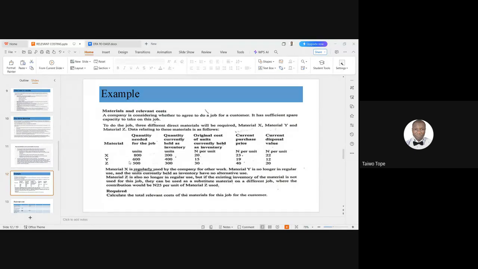Now, what will be the fate of the remaining 200 units? You get it at what? The current purchase price. You get it at the current purchase price of 19 naira. So 19 times 200 units.